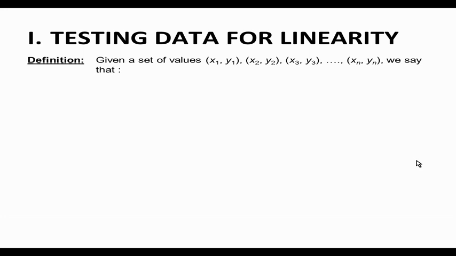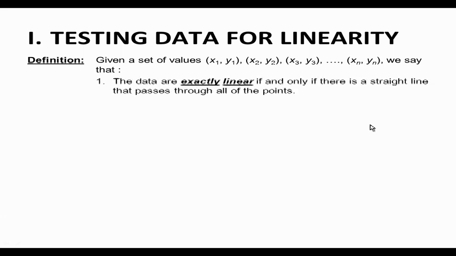So, definition. Given a set of values, x1, y1, x2, y2, x3, y3, and so on out to x sub n, y sub n. So they're n data points. That's what the little n subscript stands for, that you have n data points. We say that, number one, the data are exactly linear if and only if there's a straight line that passes through all of the points. Now, if you have only 2 points, of course it's exactly linear. Remember, you need 2 points in order to graph a line. If you have 3 or more points that's exactly linear, then you actually have something.